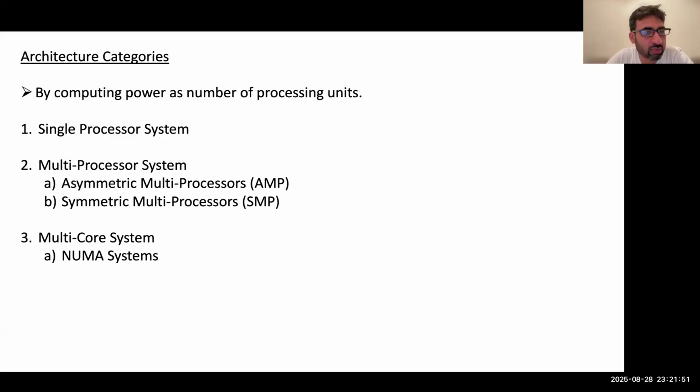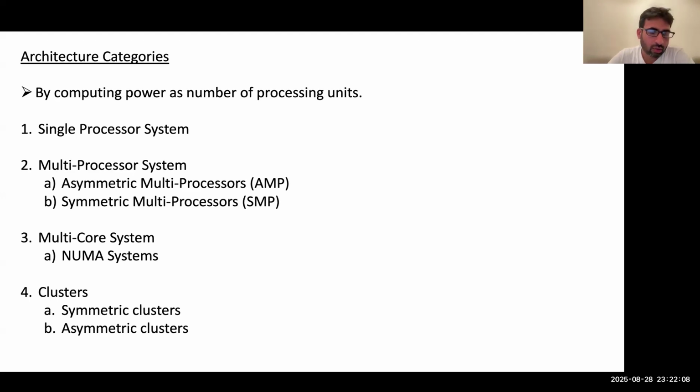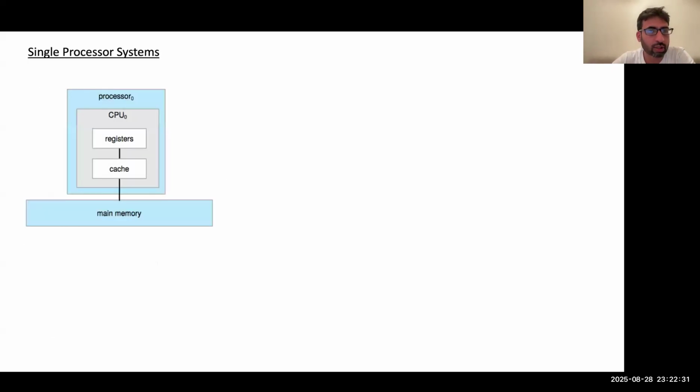Then we can have multi-core systems. Remember that multiprocessor systems and multi-core systems are two different things. Within the multi-core category, we also have a subcategory named NUMA, or non-uniform memory access systems. We will also talk about them. Then we have another category, clusters, with two types: symmetric and asymmetric. Let me not talk about clusters at this point. Let's go through the list in the same order: single processors, multiprocessor, multi-core, and then clusters.